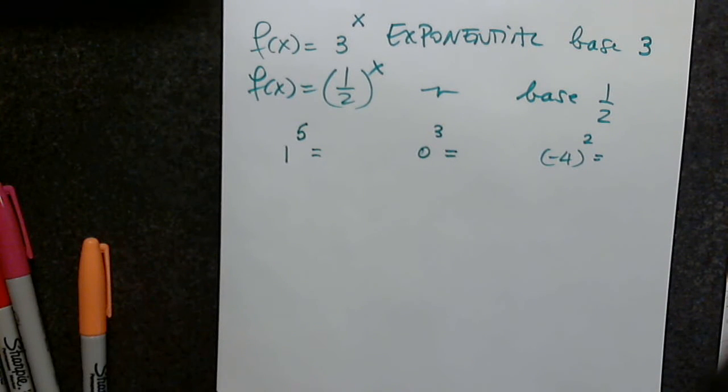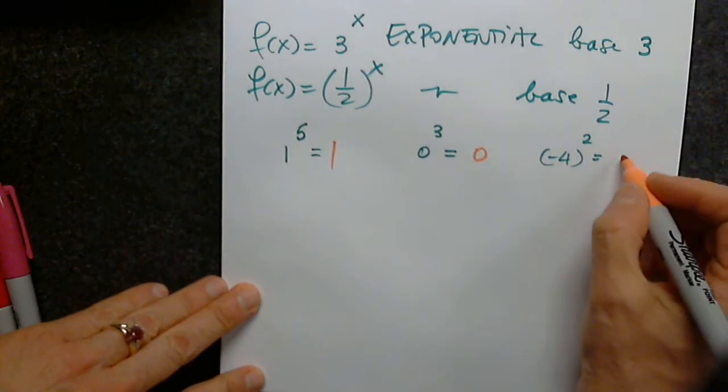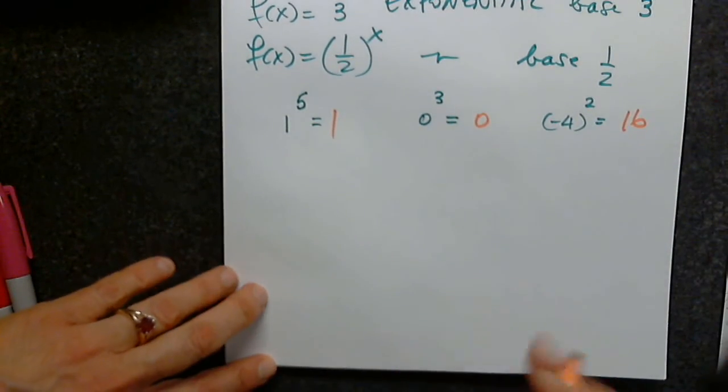Excellent. 0 to the 3rd power, please. 0. Right. -4 to the 2nd power, please. How much? 16. Yes. Okay, very good. So this is indeed 1, and this is indeed 0, and this indeed is 16.